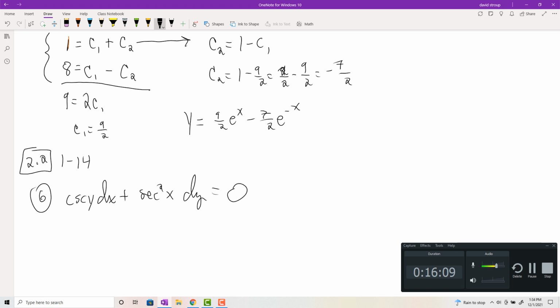So I'm going to divide everything by dx. I get cosecant y plus secant squared x dy over dx. I want to isolate all the y stuff on one side, all the x stuff on the other, right?